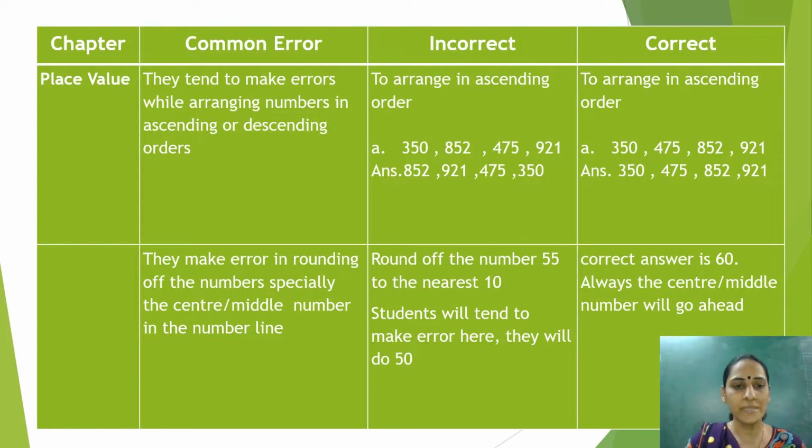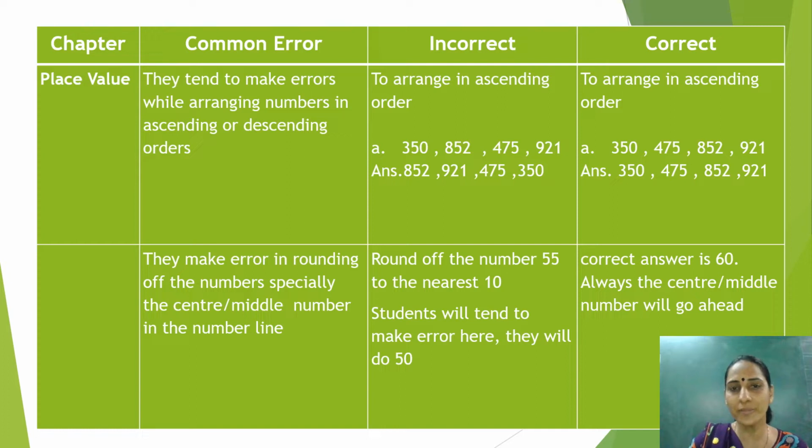Okay. So in the chapter place value, what is the common error? They tend to make errors while arranging the numbers in ascending and descending order. What is the meaning of ascending? Ascending means smaller to bigger number and descending means bigger to smaller number. So the numbers they have to arrange in ascending order, that is, from the smaller to the bigger number.